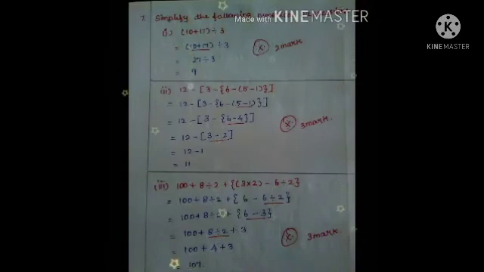Innermost bracket means the bracket inside the brackets, whichever is there first, we have to complete that. That is the innermost. So here I completed 5 minus 1 first. 5 minus 1, how much? 4. So 5 minus 1 is 4. So I wrote here 4.